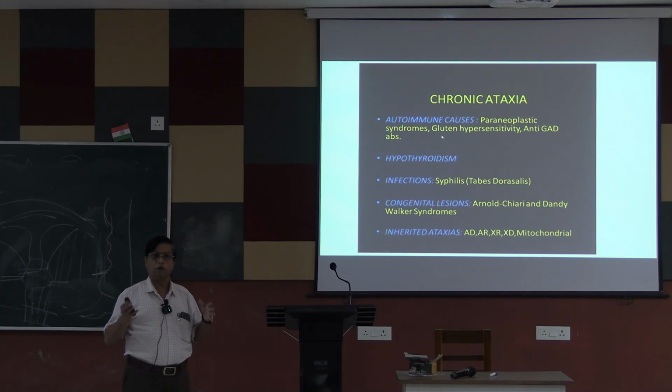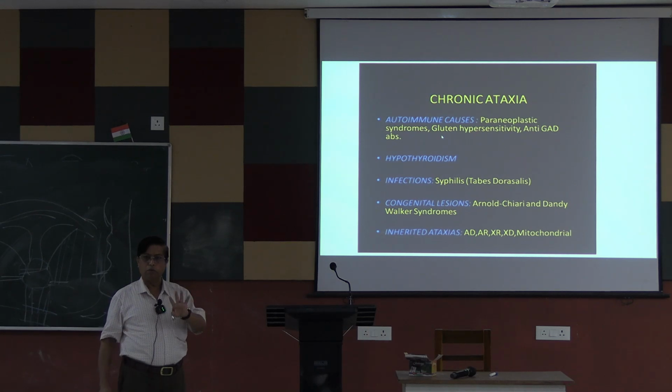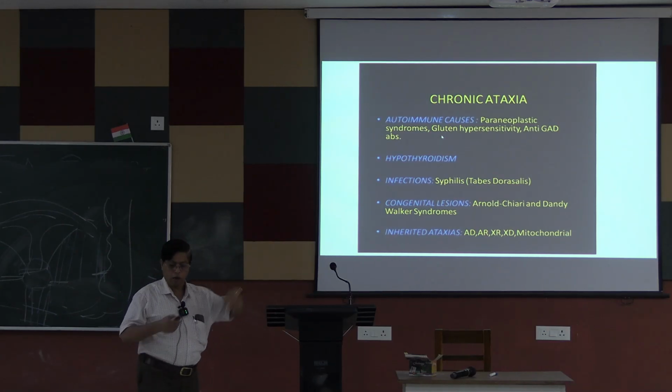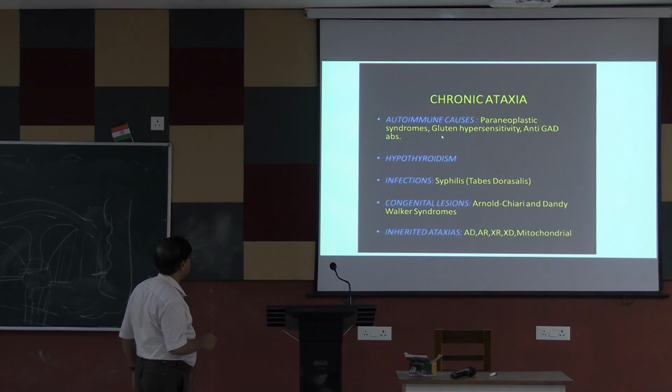You may not write the names of these antibodies. There are names of these antibodies, but you may not remember all this. But still, at least write that it is an autoimmune phenomena, with antibody produced by the cancer cell producing some damage in the periphery. So this is important. Another cause is syphilis infection. Now it is very uncommon.